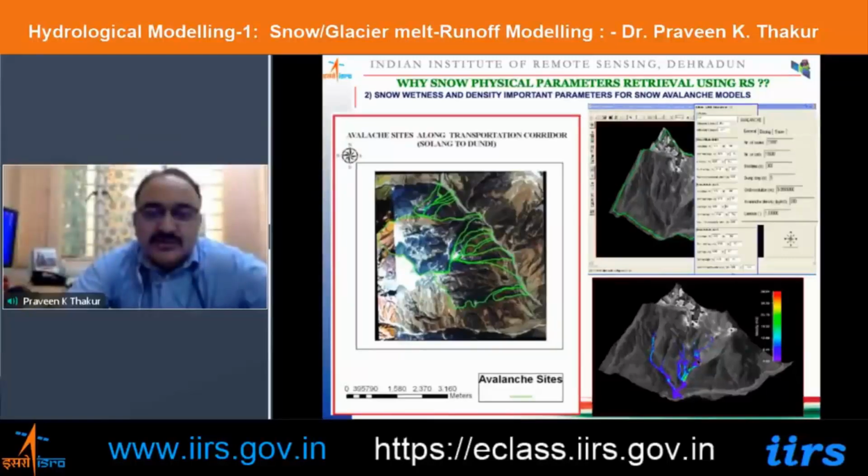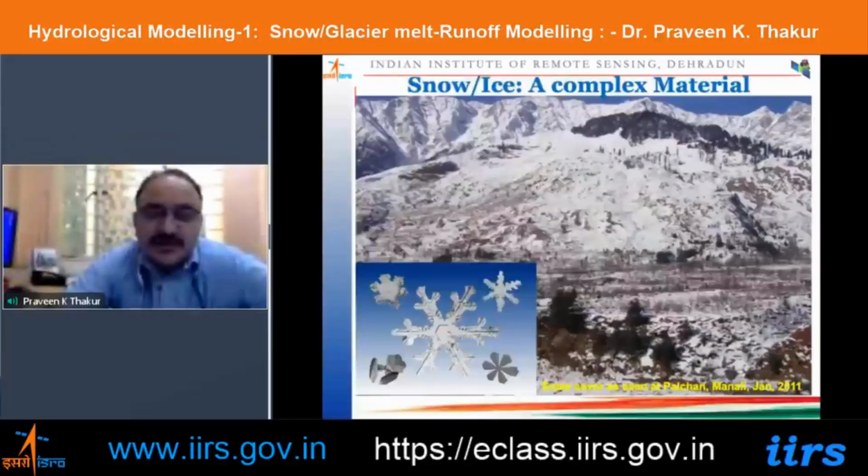So snow, if you see, is a microscopic view. If you see, this is the typical hexagonal structure of the snow. This is a field photograph of the Patsio area in Manali. It is characterized by basically three fundamental properties, which include grain size, shape, and fabric, and there are other derived properties which include density, porosity, and other parameters which are usually derived from microwave remote sensing data, and for the first one we can use optical remote sensing data.